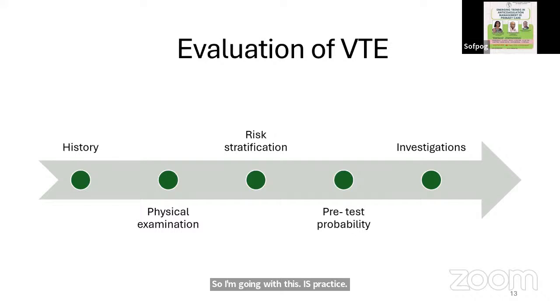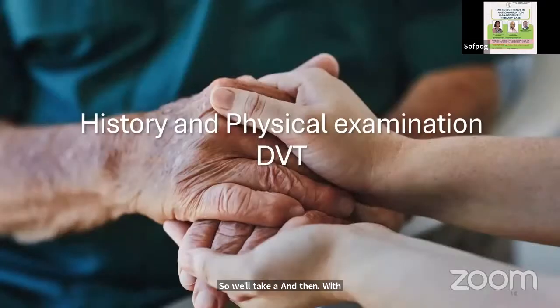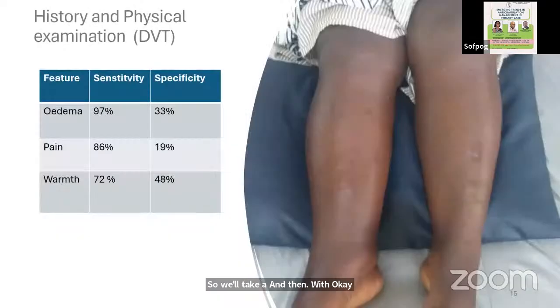So how do we evaluate? We'll take a history, we'll examine, and then we'll classify whether it's high risk or not. And then using our test evaluation, we can go through, to guide us as to how to investigate. So I'll run through this.